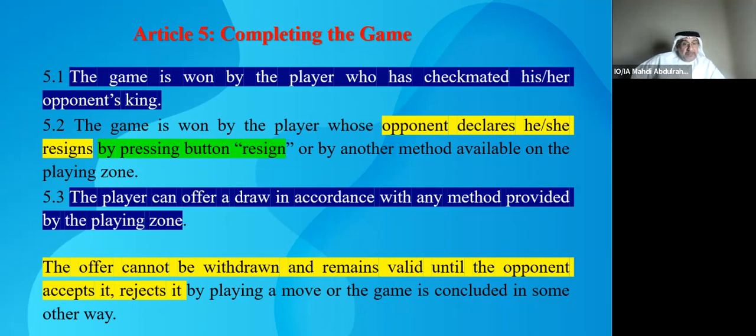So when a player offers a draw, it will be signed beside the move in the PGN file. You can find the plus. This means your opponent offered the draw. So in this case, you have to accept or reject. When you reject, and you play your move, this means you reject the offer.